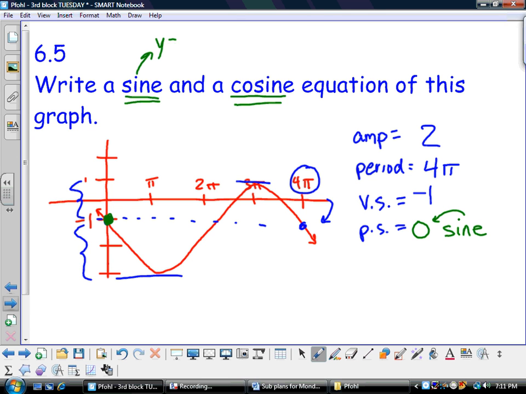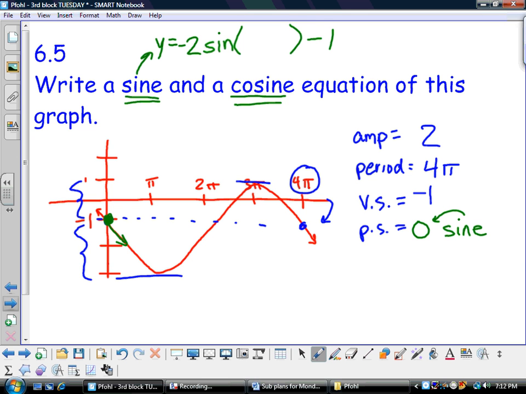It would be y equals. Now usually we say plus or minus 2, but in this case only one of those answers would be correct. In this case the graph is going down from the beginning, so only -2 is correct. Inside the parentheses, we'll come back to that in a minute. The vertical shift is -1, so that goes on the outside.